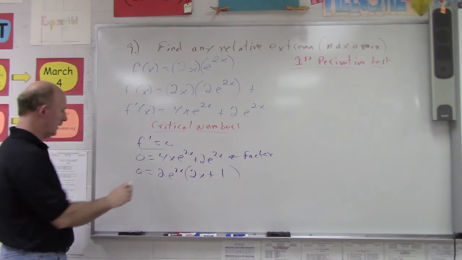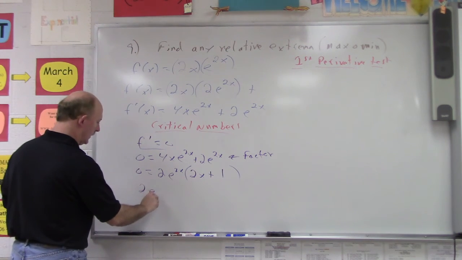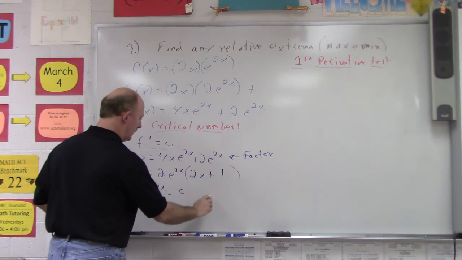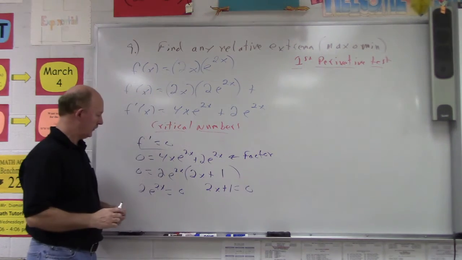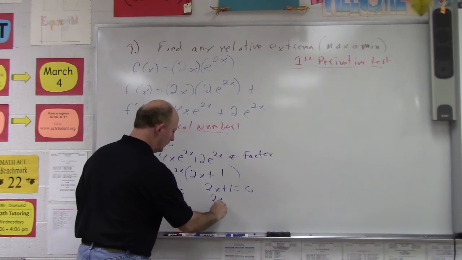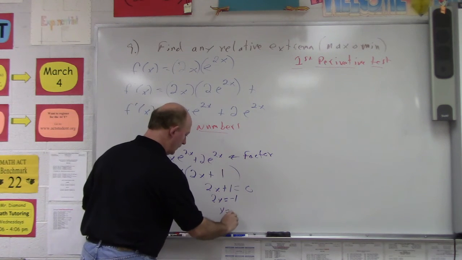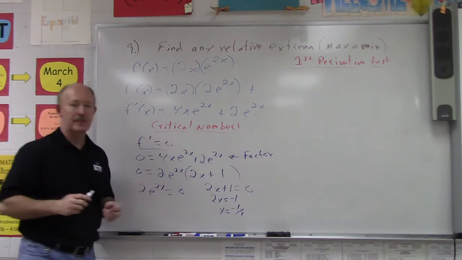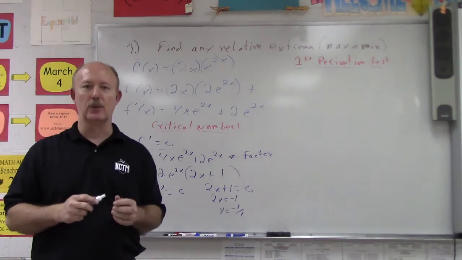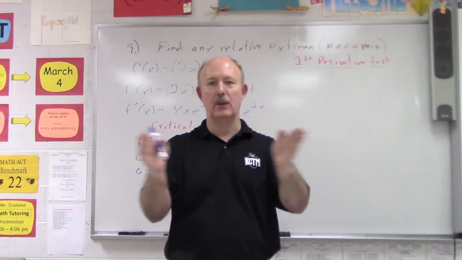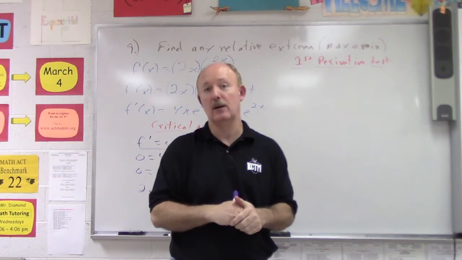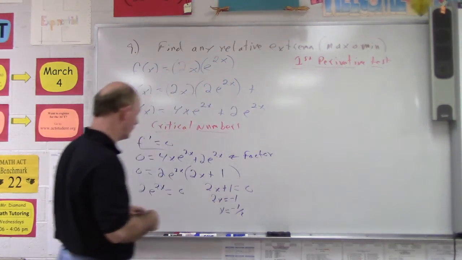So we've got 2 e to the 2x equals 0, and 2x plus 1 equals 0. Right away here we have 2x equals negative 1, so x equals negative 1/2. That's our first critical number, x equals negative 1/2, a possible maximum or minimum. We have to actually use the first derivative test to tell whether it's a max or minimum.